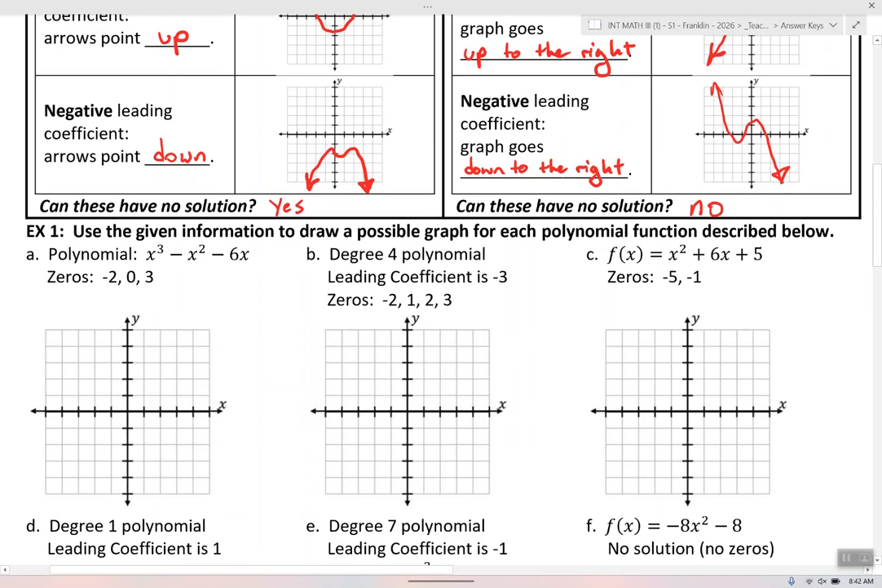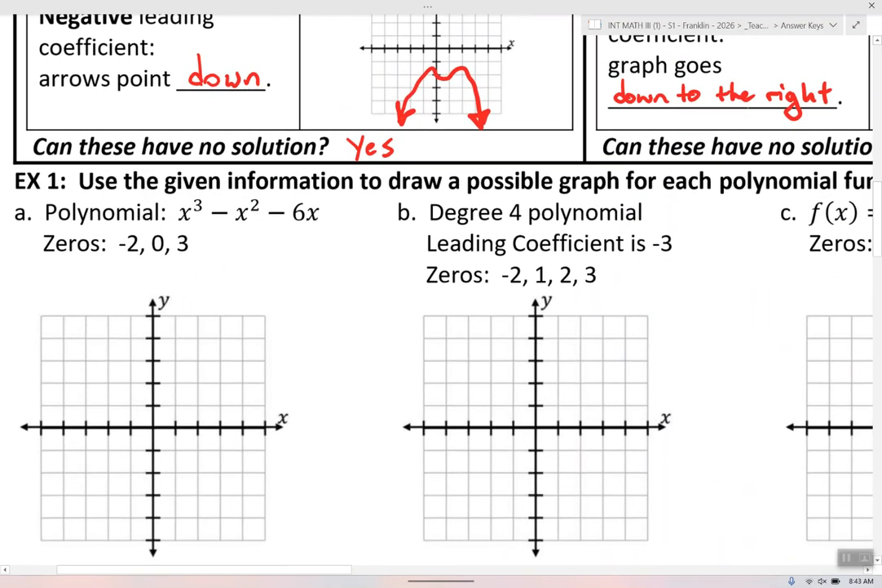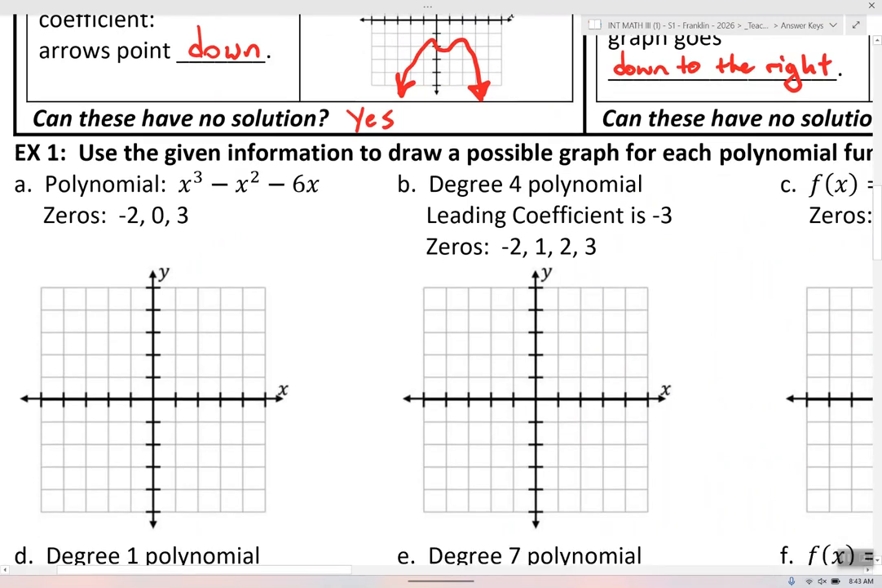Okay, so we're going to use some information here to draw a possible graph for these polynomial functions. So the first one here says x to the third minus x squared minus 6x, and the zeros are negative 2, 0, 3. So let's go ahead and start by putting the zeros on the graph. We have negative 2, we have 0, and we have 3. So we know the graph goes through these 3 points.